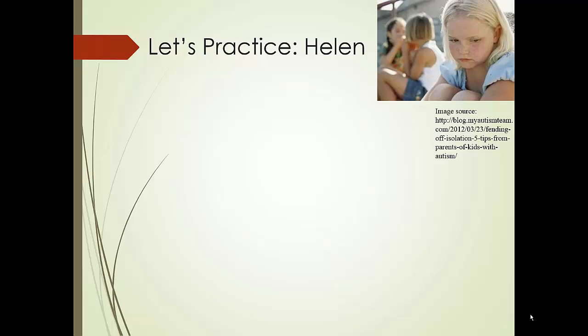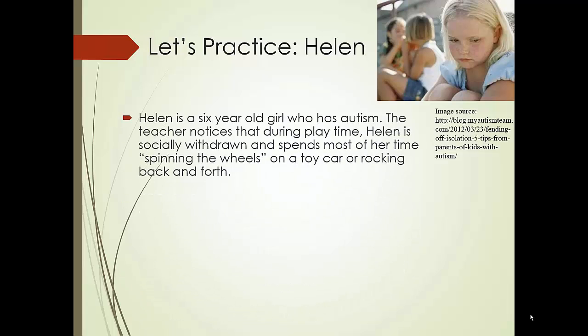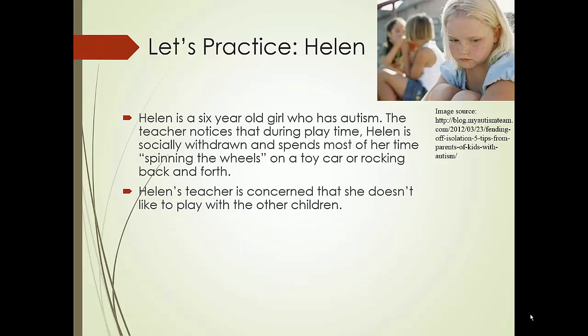So let's practise some of these. There's the abstract of the snapshot method. Let's practise with a fictional girl called Helen, a 6-year-old who has autism. Helen's teacher notices that during playtime Helen is socially withdrawn and spends a lot of her time spinning the wheels of a toy car or rocking back and forth.